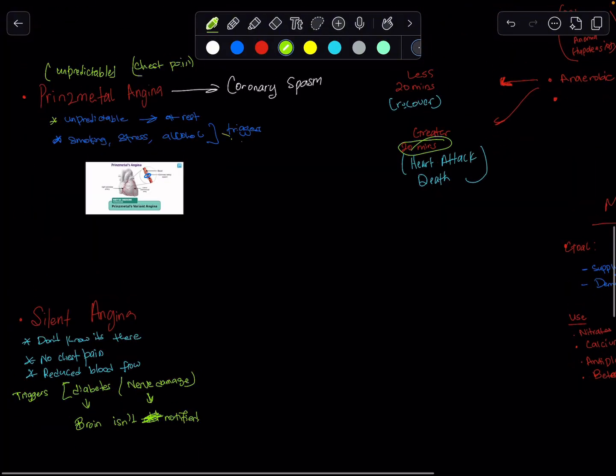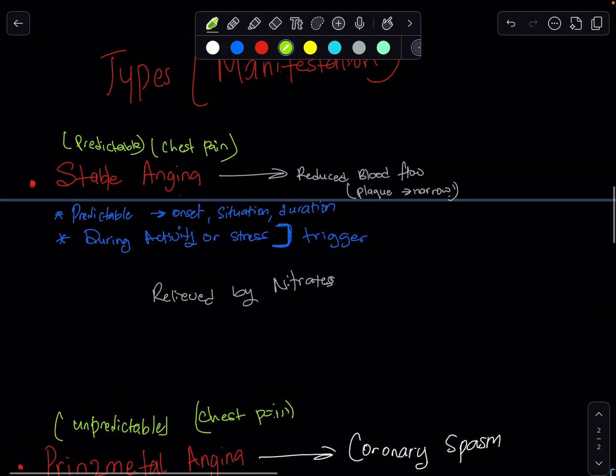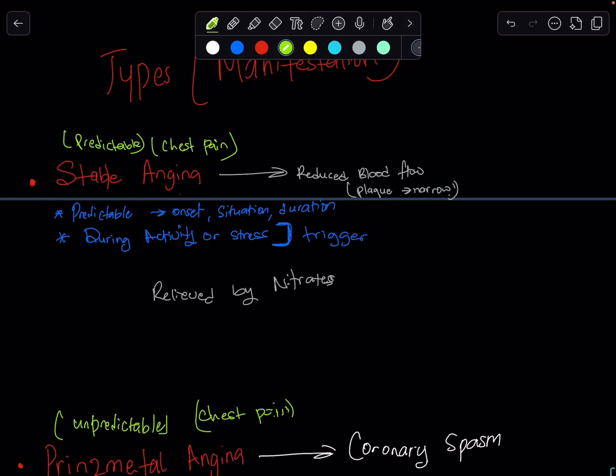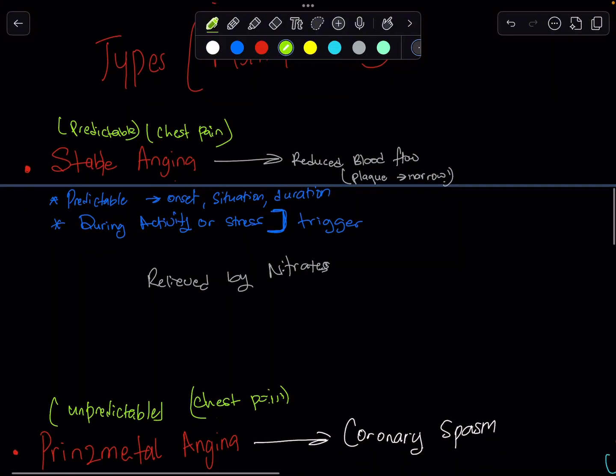So let's go over this. We know the types of the manifestation: stable angina, stable predictable angina, and chest pain. We know chest pain happens because of reduced blood flow, because reduced blood flow means reduced oxygen means lactic acid means pain, chest pain. And we know it's predictable. That means we know when it's going to happen, where it's going to happen, how long it's going to last for. And we know it happens during activity or stress, and it's relieved by nitrates.